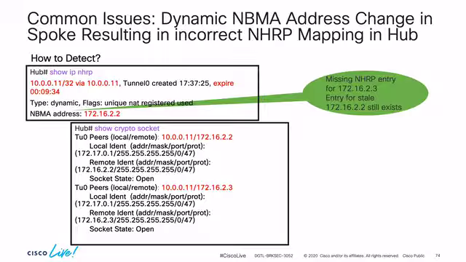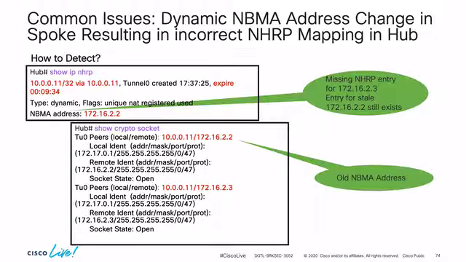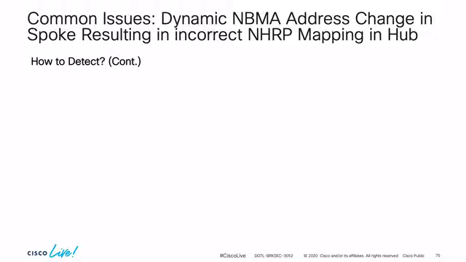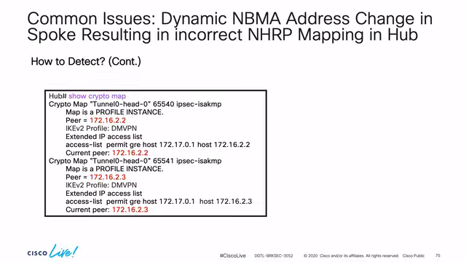So you can also take a look at the show crypto map, and what we see is two dynamic crypto map entries with different peer IP addresses. This also indicates that the spoke's original NBMA address, when it registered to the hub, has changed.